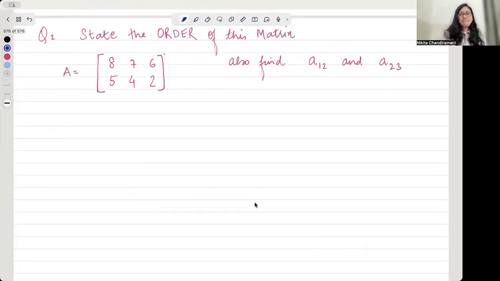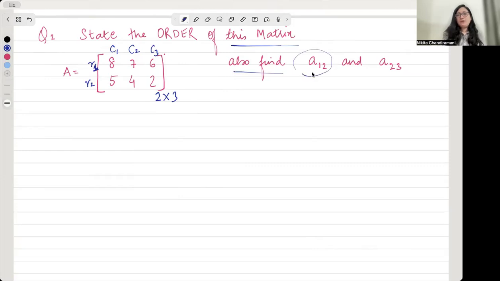Last question for the day. State the order of this matrix. I think you can do it easily. We have been given three columns, C1, C2, C3, and two rows, row 1 and row 2. So the order is number of rows cross the number of columns. Number of rows are 2, columns are 3. So 2 cross 3 is going to be the order of this matrix.